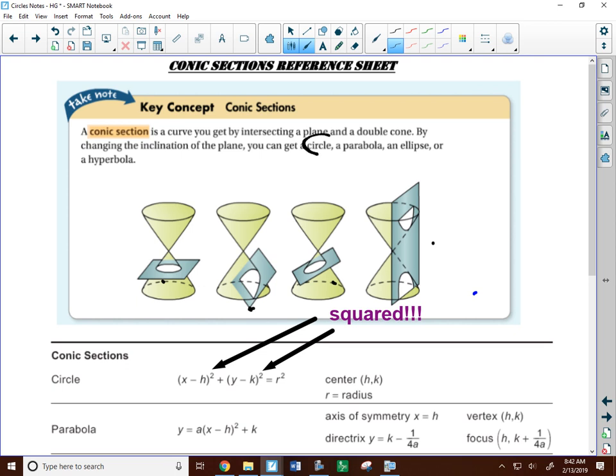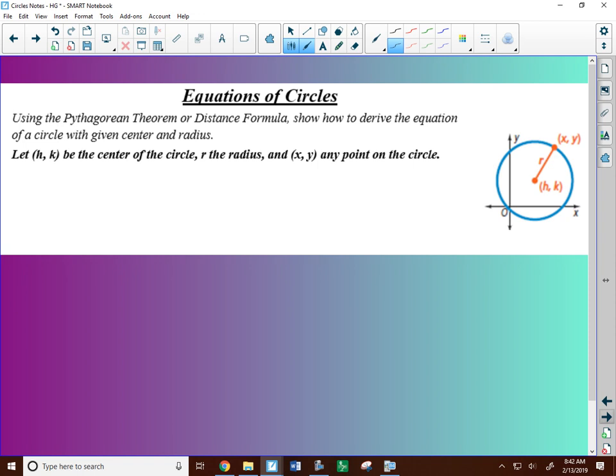So we're doing an equation of a circle. Let's go. I think it's just the next page. Now, they want us to know how to show the equation of a circle. They say, using the Pythagorean theorem or the distance formula, they're equivalent. I actually want you to know that. These are equal. They might look pretty different, but they're actually equivalent equations. So using either the Pythagorean theorem or the distance formula, show how to derive the equation of a circle with a given center and radius. That's what we're going to do.